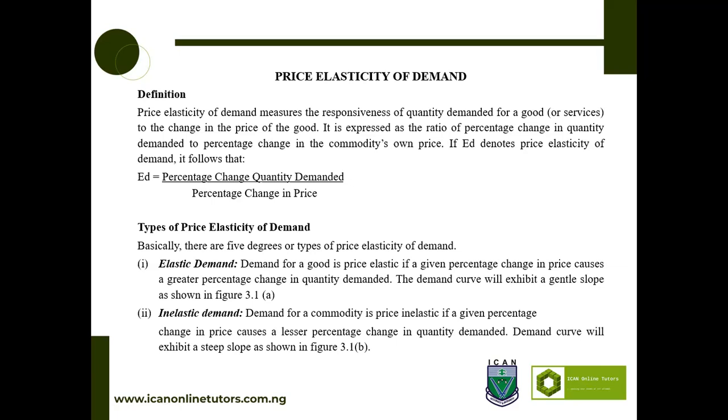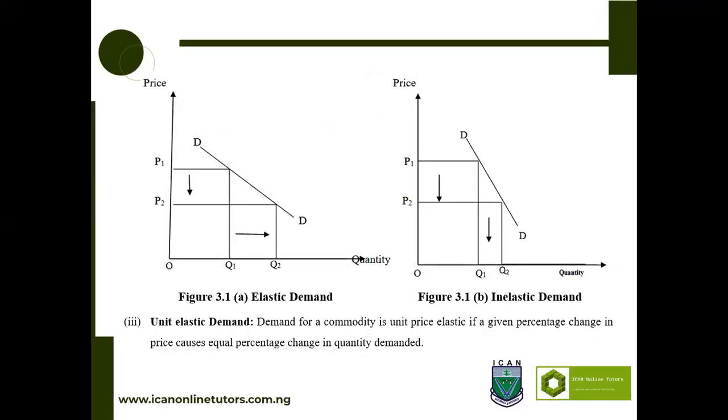Variably, this is the opposite of elastic demand. In elastic demand, a given percentage change in price will cause a what? A greater percentage change in quantity demanded. Here, a given percentage change in price will cause a lesser percentage change in what? In quantity demanded. Under elastic demand, the lower the price, the higher the quantity that will be demanded. And under inelastic demand, the higher the price, the lower the quantity that will be demanded.